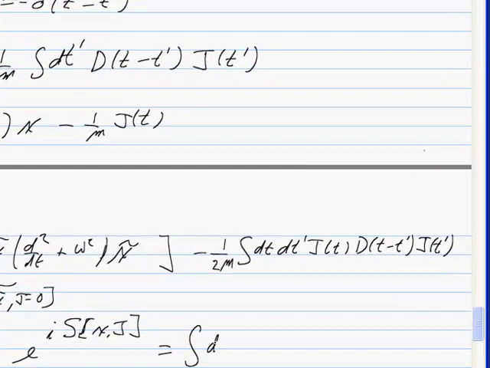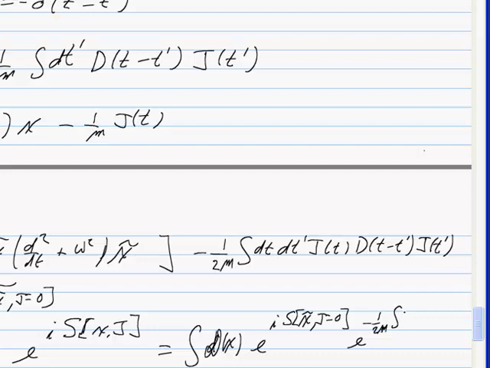So this is the integral Dx e to the iS of x twiddle, j set equal to 0. And then the second piece is e to the minus 1 over 2m integral j D j. That's this term right there. I don't have space to write out all the indices.